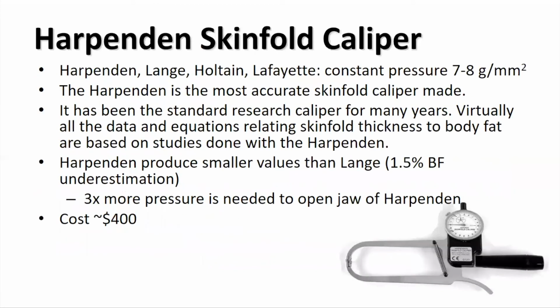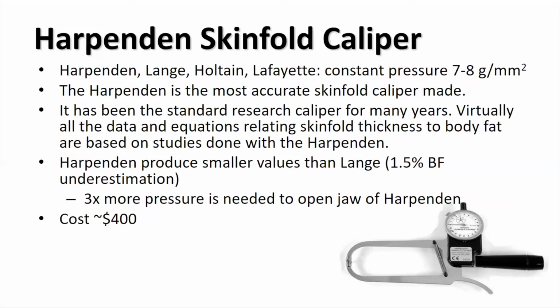There are different types of calipers out there, one being the Harpenden. The Harpenden is the most accurate skin fold caliper that is made. It costs about $400. The Harpenden produces smaller values than the Lange caliper, and the equations in the ACSM book correspond with the Lange caliper.